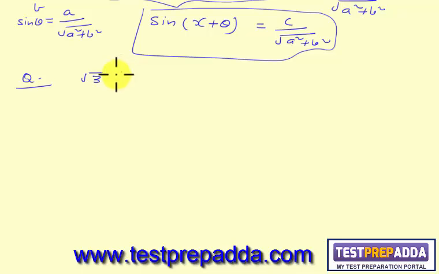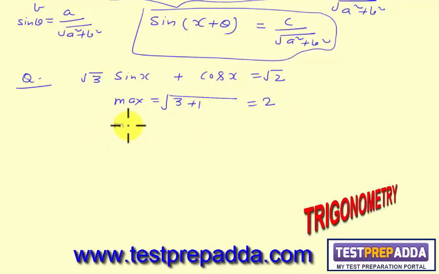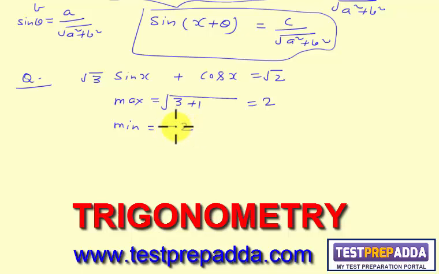If I give you root 3 sin x plus cos x is equal to root 2. Now you can see a similar question, a sin x plus b cos x is equal to c. So what will you do first? You'll find maximum and minimum values. Maximum value is root a square plus b square. So here it becomes 3 plus 1, means 2. Minimum value will be minus 2. You can easily say this root 2 is between minus 2 and plus 2. That is why the solutions are possible.